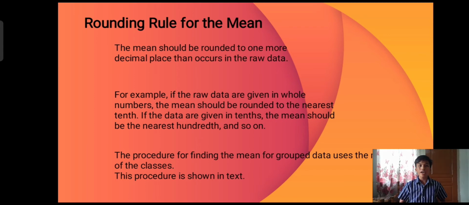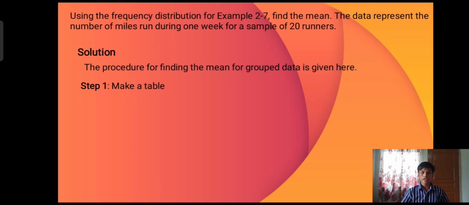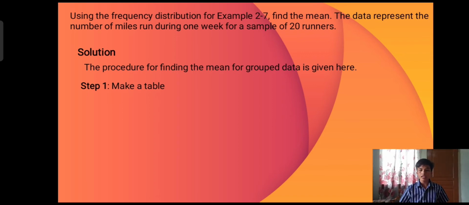The procedure for finding the mean for grouped data uses the midpoints of the classes. The procedure is shown in the text. Using the frequency distribution, for example, to find the mean: the data represent the number of miles run during one week for a sample of 20 runners. Solution: the procedure for finding the mean for grouped data is given here.